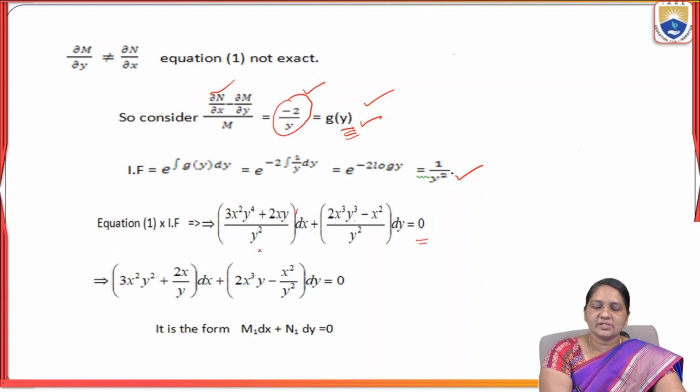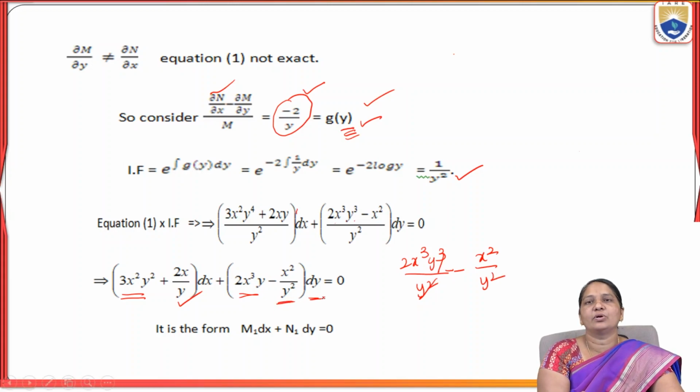When you simplify this equation, this is 3x square y power 4 by y square. So y square will be cancelled. We are getting 3x square y square plus 2xy by y square. One y will be cancelled, so 2x by y. This is the m term. Now we simplify the n term. 2x cube y cube by y square. So y square will be cancelled. Here 2x cube y. Next minus x square by y square, so x square by y square into dy equal to 0.